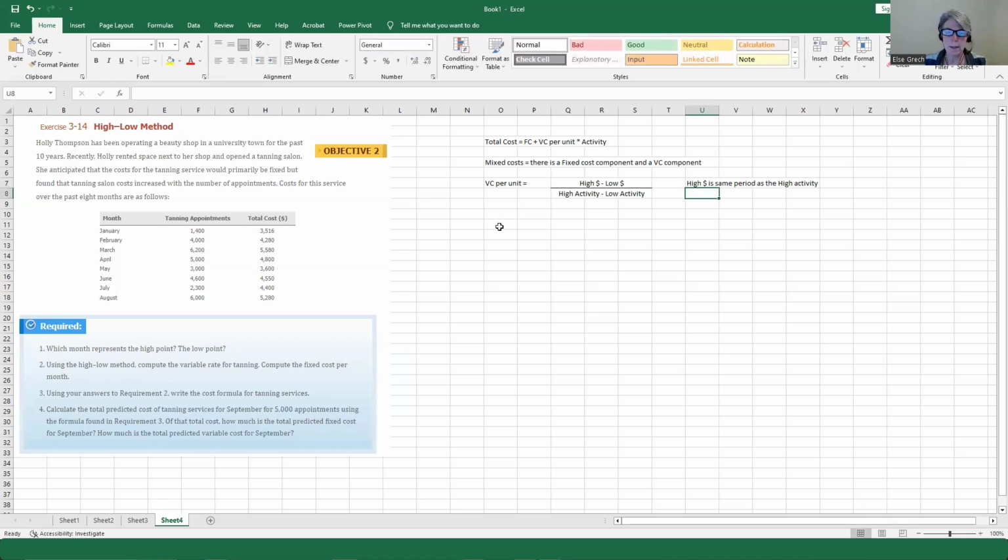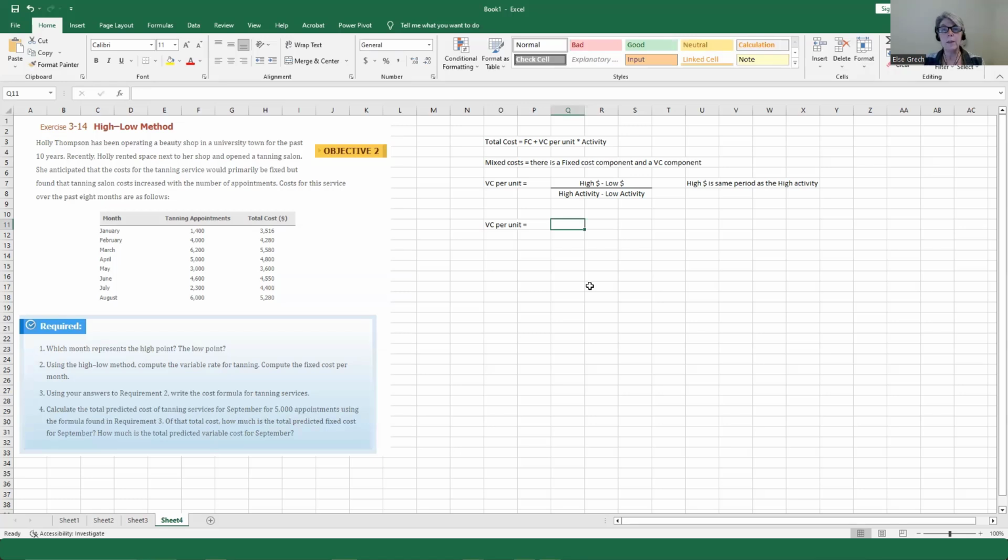Okay, so in this case, we know the variable cost per unit is going to be equal to, and by the way, do we use the activity to find the high and the low, or do we use the dollars to find the high and the low? We never use the dollars. We always use the activity. And let's just think about why we always use the activity.